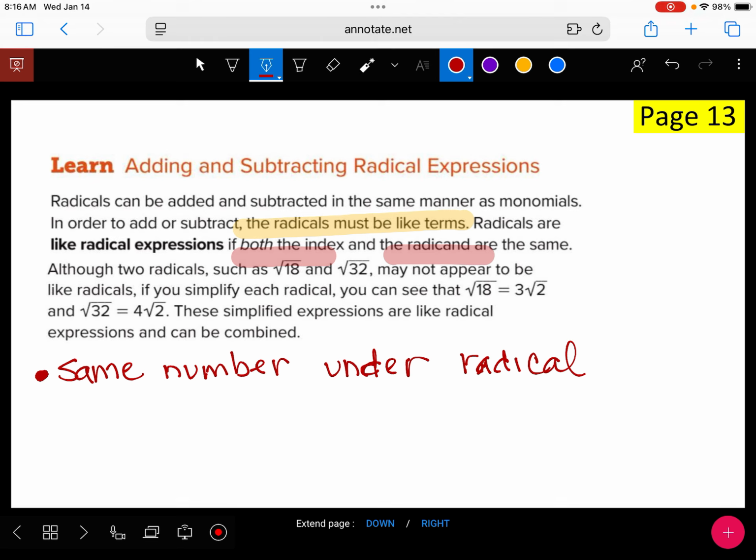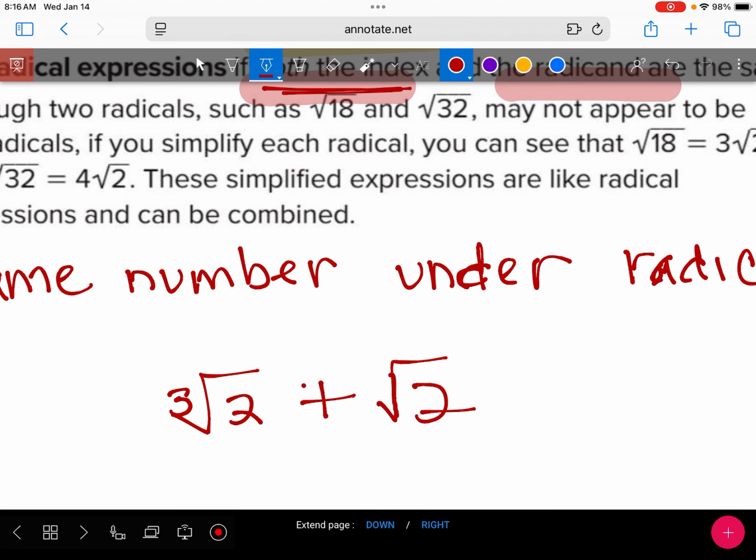Okay. And when it says same index, what that means is you can't add a square root. So you can't do the square root of 2, I mean, the cube root of 2 plus the square root of 2. That doesn't work. Okay. Because they have to have the same number in the elbow. Index is the number in the elbow. Okay. So that's what it's saying.